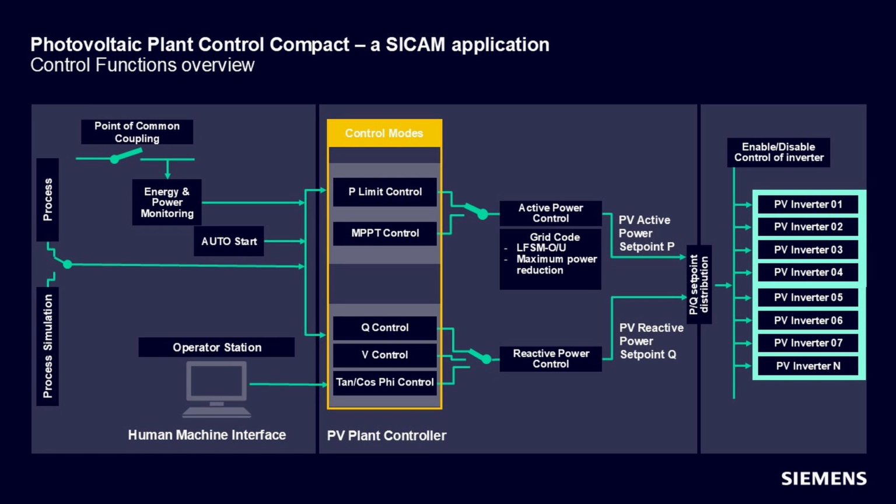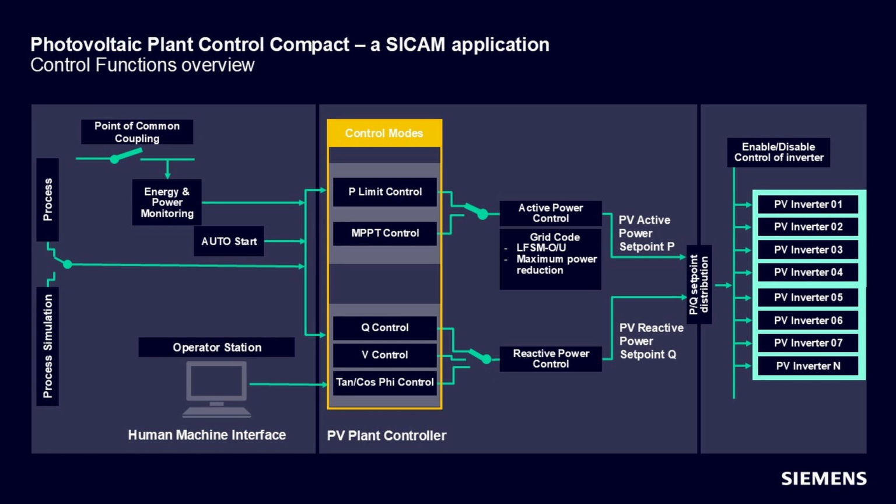Our control functions offer a simplified overview. In the center of this diagram, you can see the control modes. We can differentiate and operate in parallel between active and reactive power control modes. These modes regulate the power delivered at the point of common coupling, and this regulation is achieved by monitoring the power flow with dedicated energy meters that are also a part of the solution. We integrate auto-start functionalities and grid code or grid stability functions.